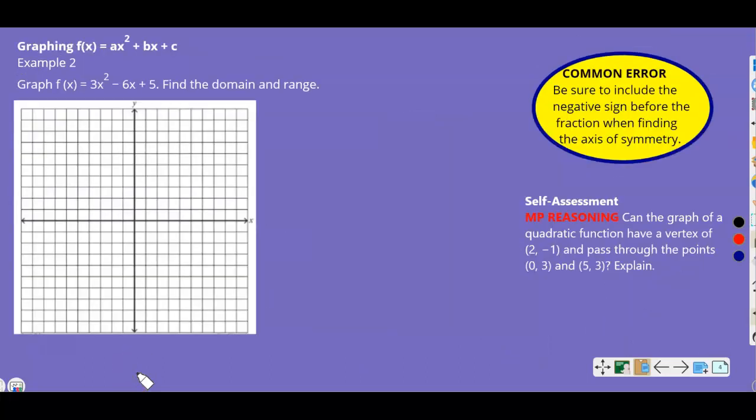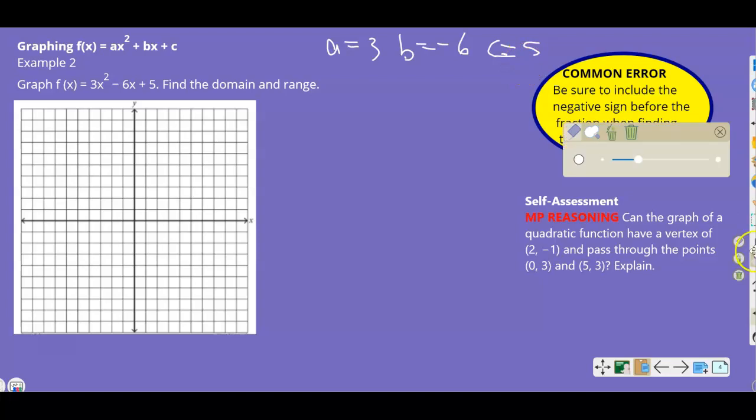All right, this time example 2 says graph f of x and find the domain and range. So we know that we can graph the vertex, and we also know that the y-intercept is c. So let's start with what we know. Let's start with finding the axis of symmetry and the vertex like we did in the last example. So we know that a is 3, b is negative 6, and c is 5. I just got those numbers from the coefficients and the constant value; a, b, and c come directly from the equation given.